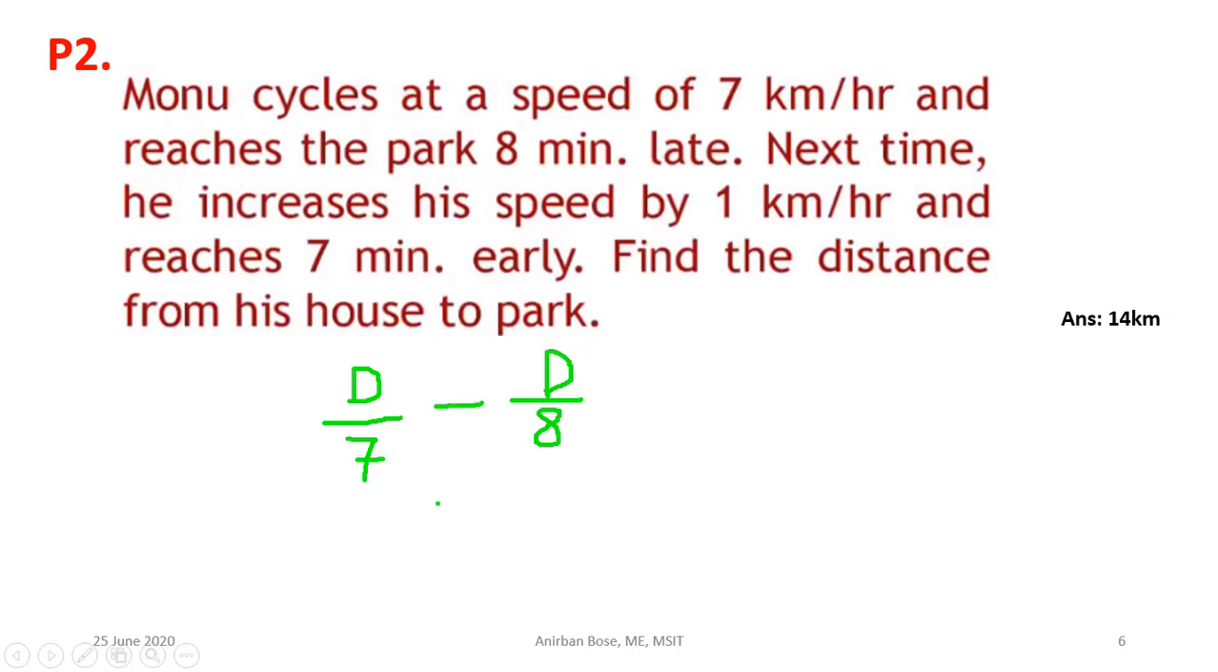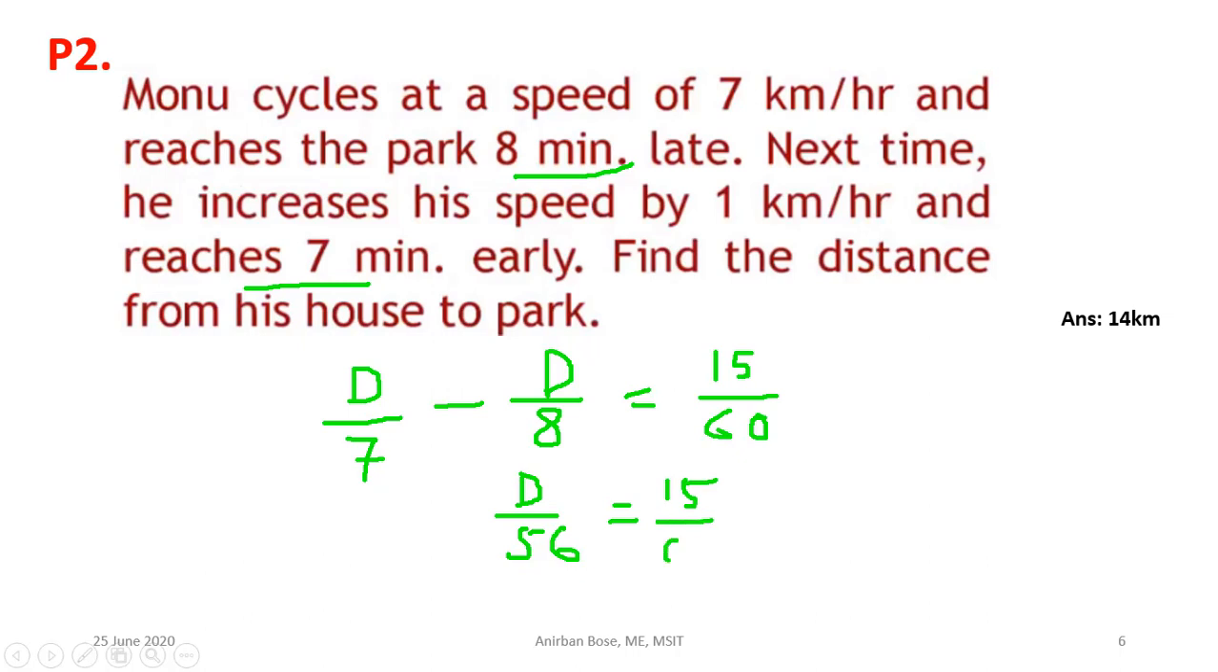So what is the difference of these two times? In the first case 8 minutes late, in the second case 7 minutes early. So this difference is basically 15 minutes. But here d is in kilometers, and 8 and 7 are in kilometers per hour, so the time is in hours. So just convert this into hours. So this will be d by 56, right? And here it is 15 by 60. So you can easily calculate: 56 by 4 is 14. So d is equal to 14.